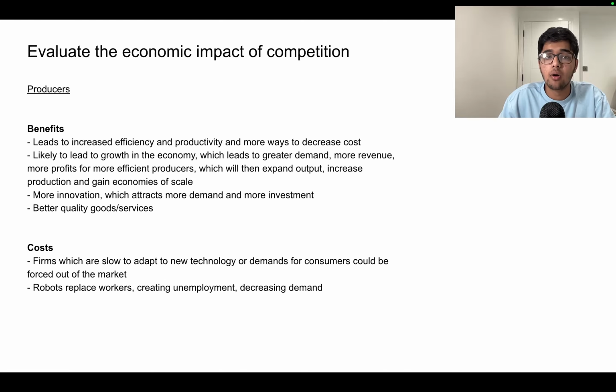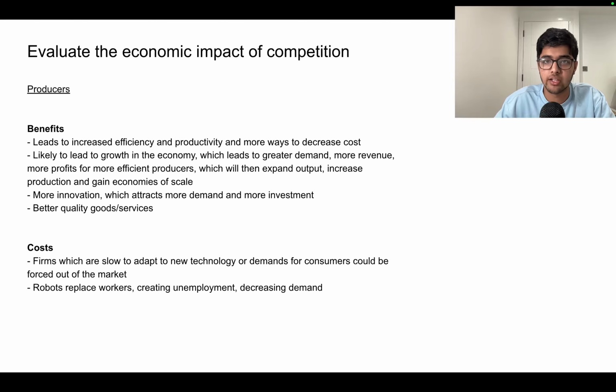And now, evaluating the economic impact of competition, but for producers. The benefits are, it leads to increased efficiency and productivity, and more ways to decrease cost, which will increase their profit. It's likely to lead to growth in the economy, which leads to greater demand, more revenue, more profits for more efficient producers, which will expand output, increase production, and gain economies of scale.